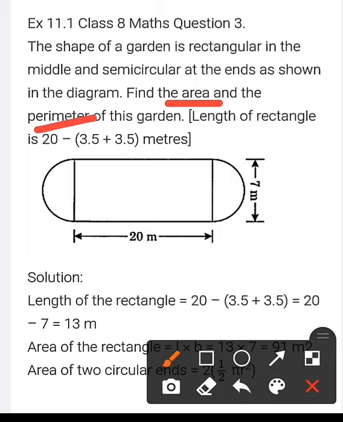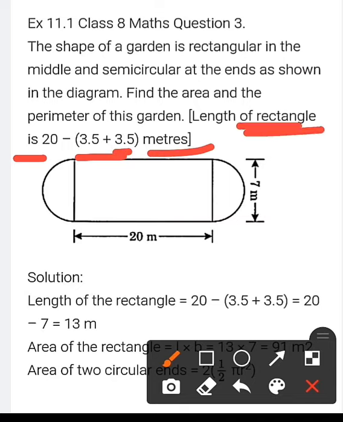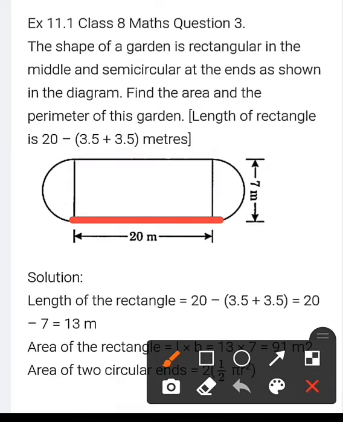A hint is given in the question that the length of the rectangle is 20 minus 3.5 plus 3.5 meters. Now, why the length of the rectangle is given this way, we need to understand. So first of all, this is our rectangle. The length of the whole part is given as 20.